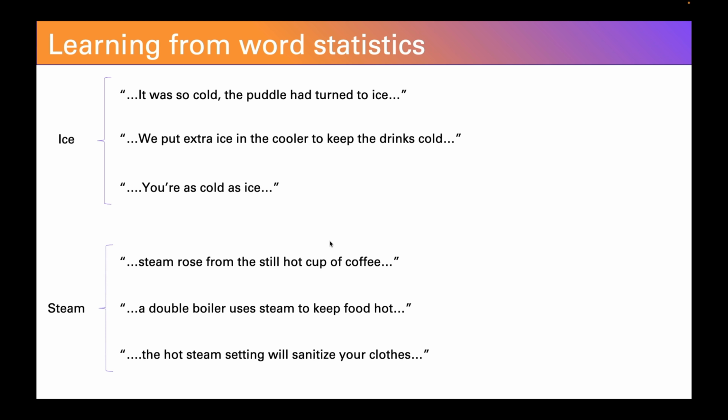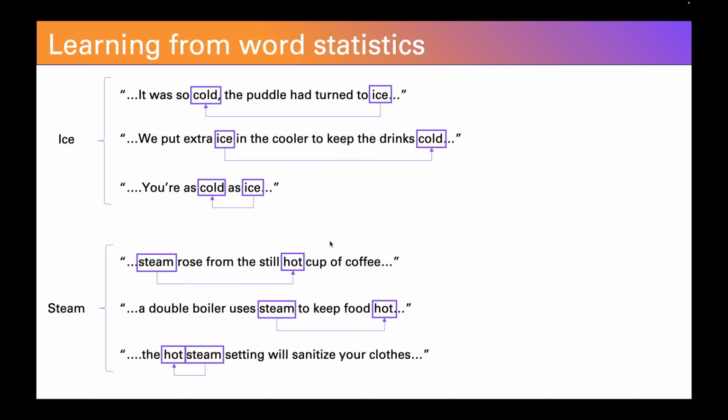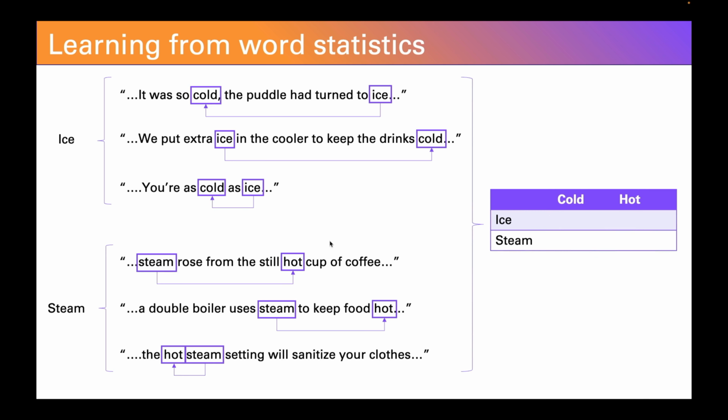And then for steam, we'd have phrases like this. Steam rose from the still hot cup of coffee, and so forth. And what you'll notice is that the words cold and ice typically are occurring close to each other. Similarly, steam and hot are occurring close to each other. So what the algorithm can determine is that if it looks at ice, steam, cold, and hot, ice and cold occur together more often, and steam and hot occur together more often. So in essence, it's possible for a learning algorithm to understand that ice is cold and steam is hot just by looking at a wide swath of text on the internet.